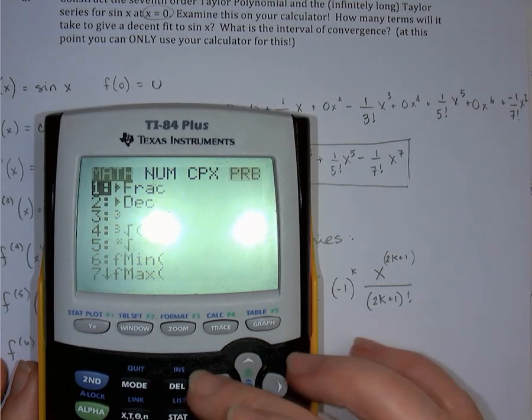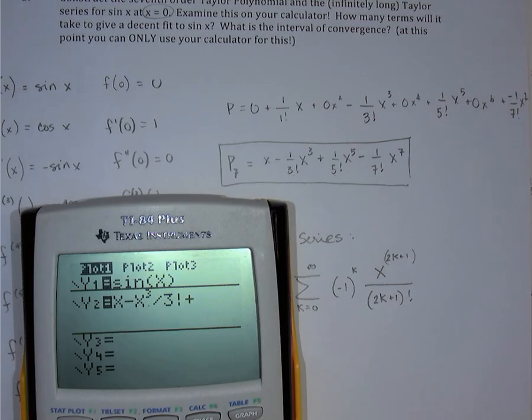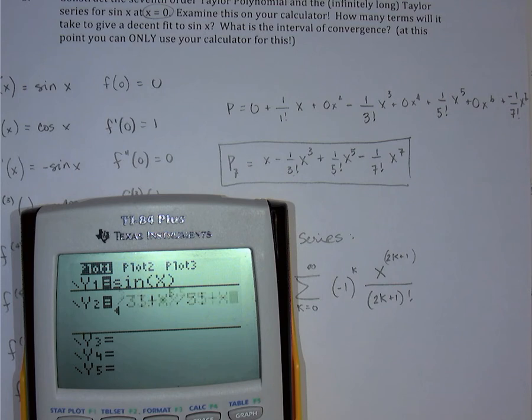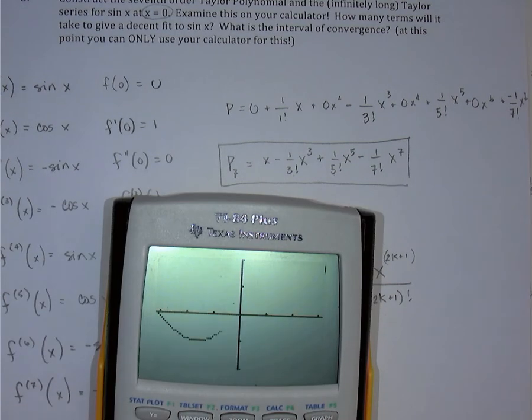And factorial, you know, is under probability. Okay, and then I'm going to have plus x to the fifth, but I'm going to divide that by 5 factorial. And I'm going to have minus x to the seventh divided by 7 factorial. And I'm going to stop there and just see how this looks. So when I go to graph this, okay, so there's my sine graph. And there's my polynomial graph.